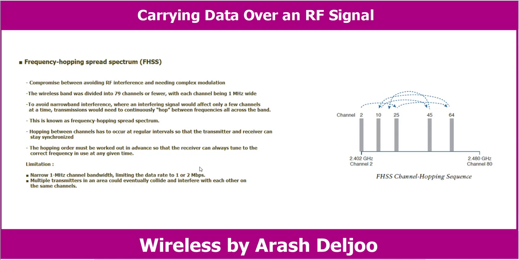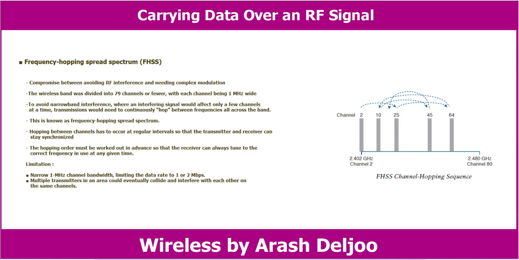This figure shows an example of how the FHSS technique works, where the sequence begins on channel 2, then moves to channel 25, then 64, then 10, then 45, and so on, through an entire predetermined sequence before operating again. Hopping between channels has to occur at regular intervals so that the transmitter and receiver can stay synchronized. In addition, the hopping order must be worked out in advance so that the receiver can always tune to the correct frequency in use at any given time.